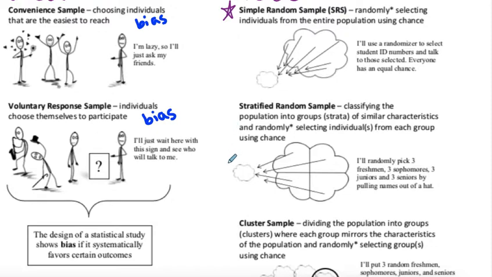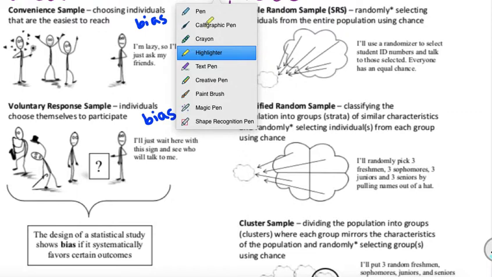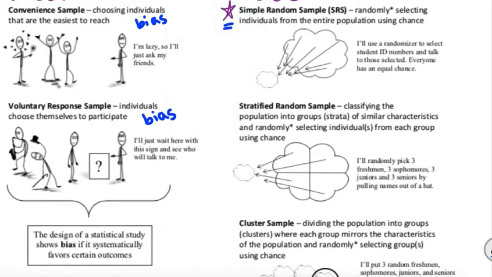Back to the good side here, we talked about a simple random sample, and really, if we can do that, that's going to be the best way to sample. There are two other ways that are good to sample, but we want to make sure that we do it well. The second one that we're going to look at is called stratified. Stratified random sampling means classifying the population into groups of similar characteristics and then randomly selecting individuals from each group using chance.